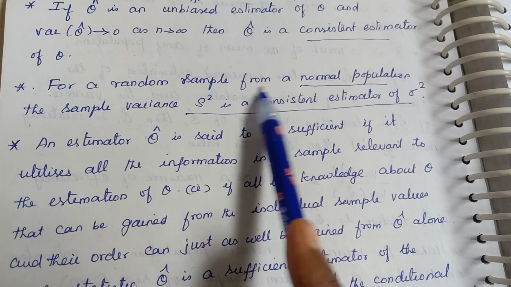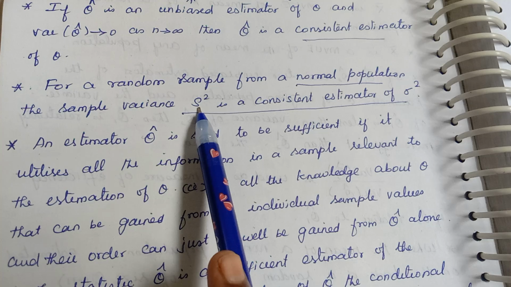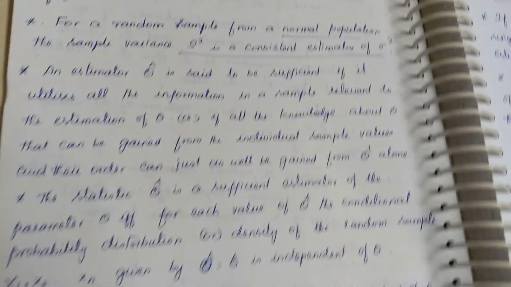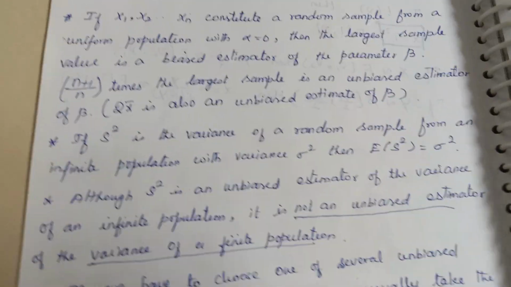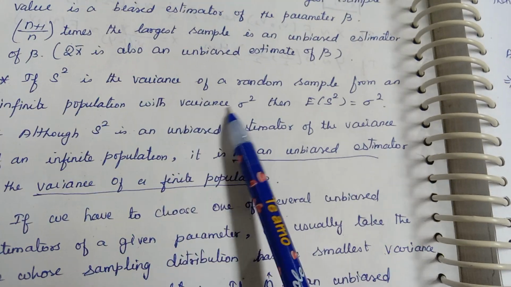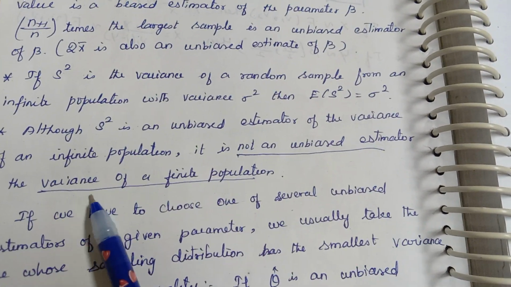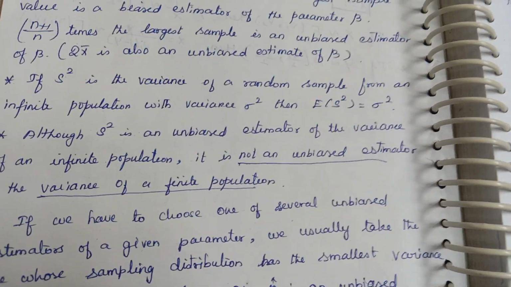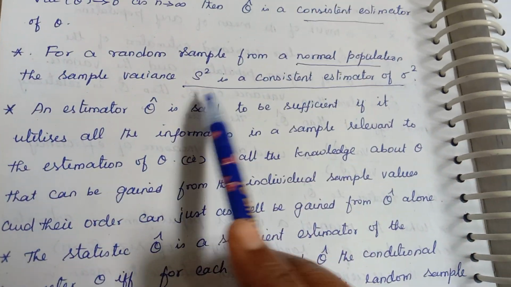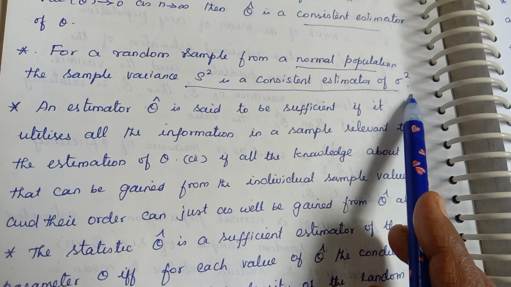For a random sample from a normal population, the sample variance S square is a consistent estimator of sigma square. Already we have seen this in the previous section, but there what did we say? Only for an infinite population is it an unbiased estimator, but for a finite population it is not an unbiased estimator. But when it is taken from a normal population, S square is a consistent estimator of sigma square.